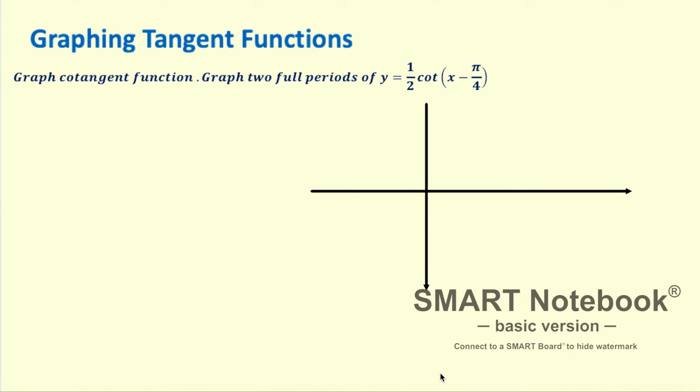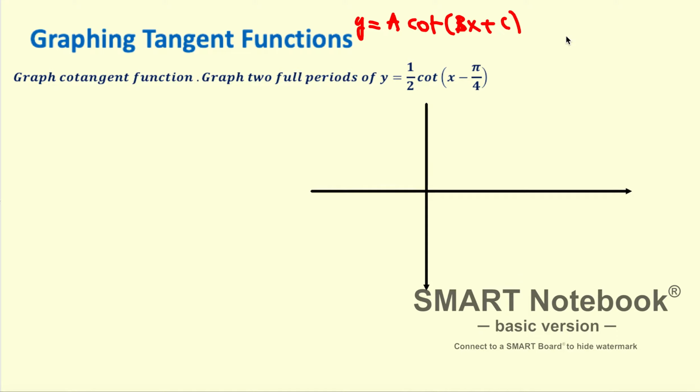Functions. Graph a cotangent function. Graph two full periods of y equals 1.5 cotangent of x minus pi over 4. So this kind of function is of the general form y equals a cotangent of bx plus c.